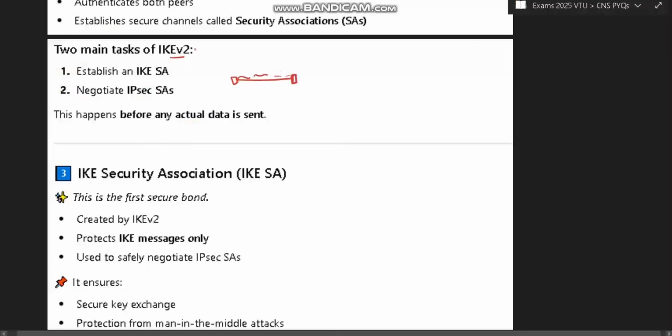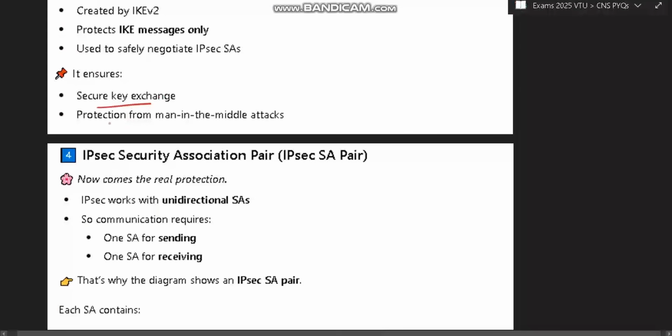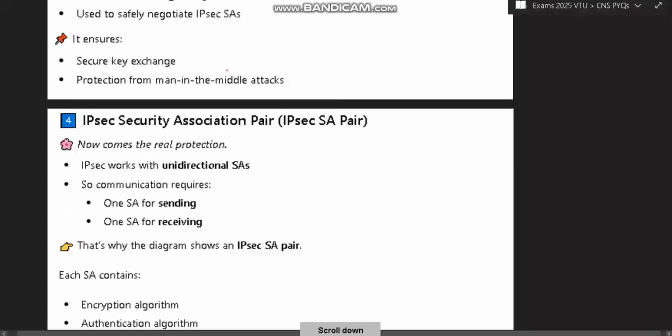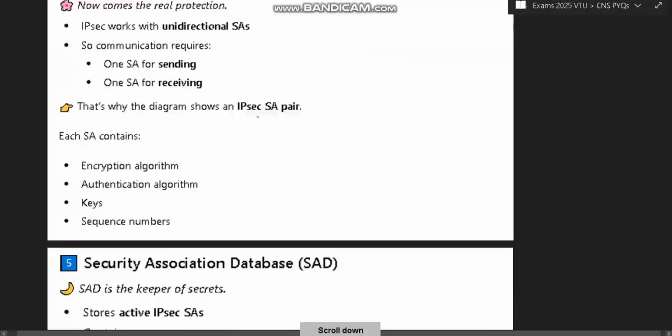So IKE does that. The IKE Security Association, IKE-SA, is the first secure bond created by IKEv2. It protects the IKE messages only and is used to safely negotiate IP security SAs. It ensures secure key exchange and protection from man-in-the-middle attacks. Now, IPSec Security Association pair means two things will be there. One is for sending, one is for receiving. IP security works with unidirectional SAs. That's what the diagram shows.